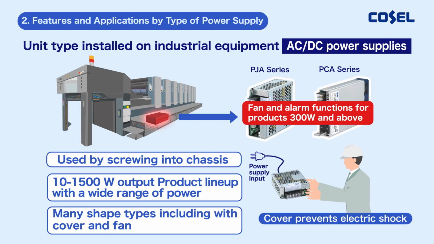Products 300 W and above are equipped with a fan for forced air cooling inside the power supply and have alarm functions and other hidden features.